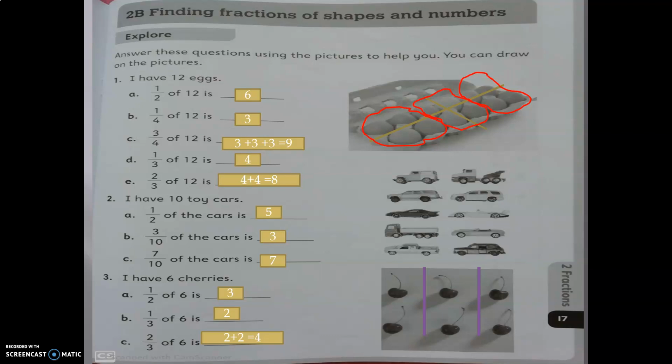Okay? And don't forget, if you multiply your answer by the denominator, you will get the total number of the items we are having a question about.